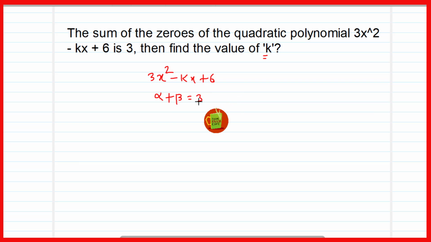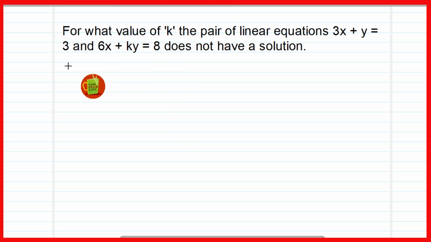so this is 6 here. And so the sum of the roots, that is minus b upon a, so minus b and this minus k, that will be plus k upon a, that is 3, which is equal to 3, and therefore k is equal to 9. The value of k is 9, such that the sum of the zeros of the quadratic polynomial 3x square minus kx plus 6 is 3 if k is 9. Now let us move to the next question.